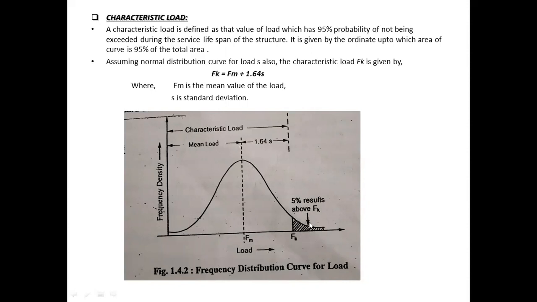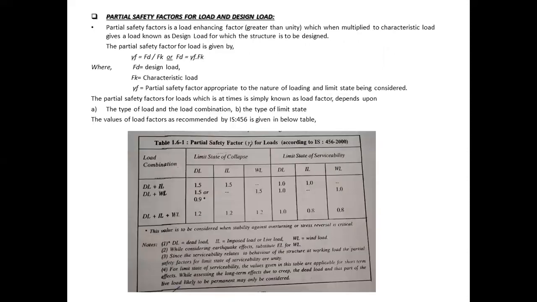The 5% of results above Fk is given on the right side of the mean value, and the characteristic load is the value with a low percentage of probability of the load being exceeded. So we go further.